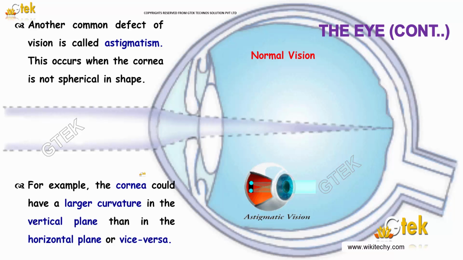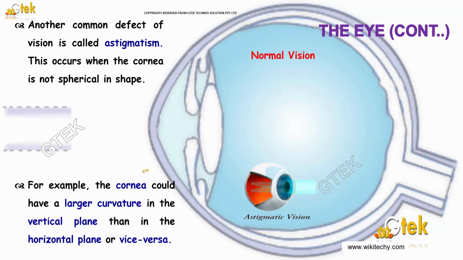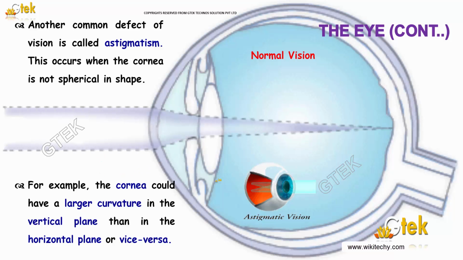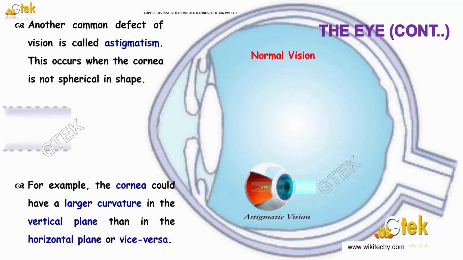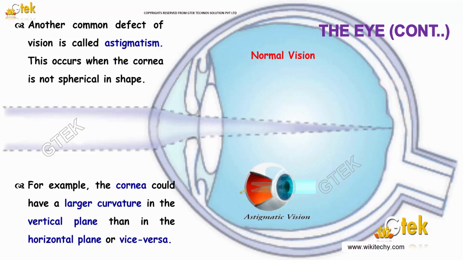Apart from this, another common defect of vision is called astigmatism. This occurs when the cornea is not spherical in shape. For example, the cornea could have larger curvature in the vertical plane than in the horizontal plane or vice versa. If this is happening, then it is defined as astigmatism.